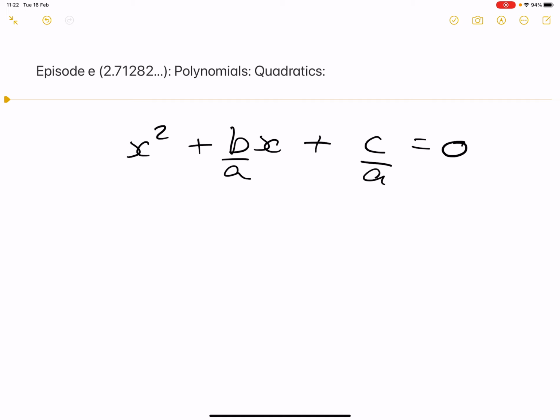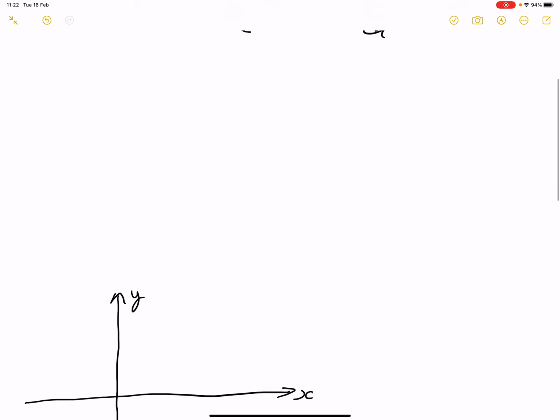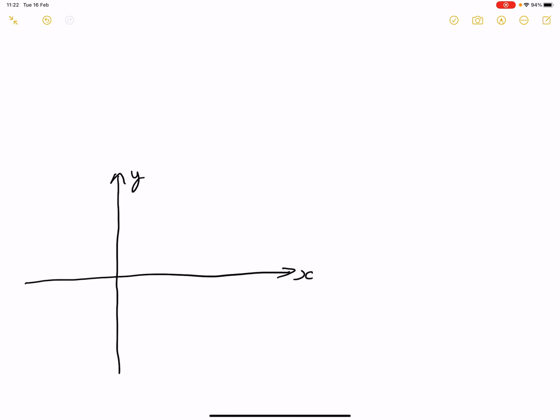So, now that you've unpaused the video, today I will show you a graphical method of how to derive the quadratic formula. Now that we've got an x squared coefficient of 1, it makes things a lot easier, and we can draw the graph. So, this will give us a quadratic.